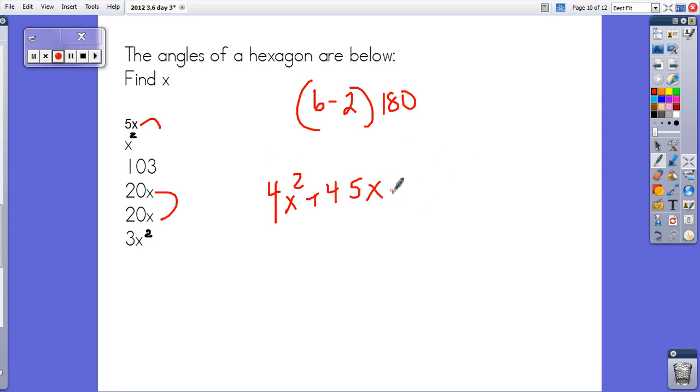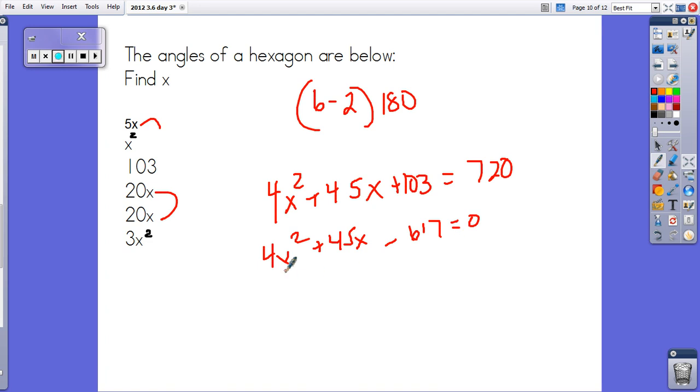One, and then plus the random 103 has to equal that 720. So I'm just going to go ahead and notice I have a quadratic equation, so I have to move the 720 over. So 103, I'm going to subtract 720 on both sides. So you end up with negative 617, which equals 0. 4x squared plus 45x minus 617 equals 0.